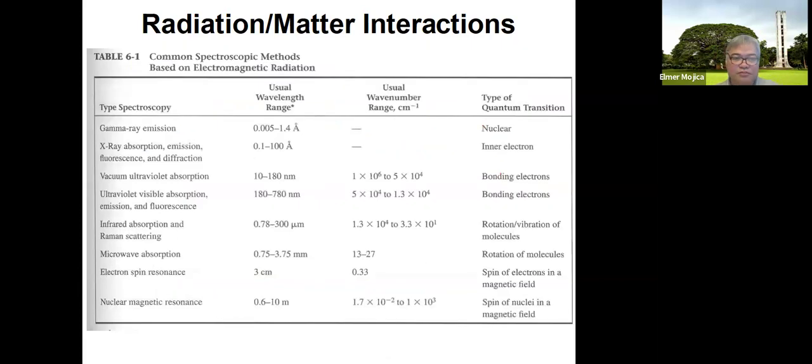Okay? Now, based on this electromagnetic radiation, you can have the different spectroscopic methods. We can look at this from the highest energetic to the lowest. Based on the energy that they have, you can look at the quantum transition. So gamma ray emission is the shortest wavelength, which means it's the most powerful or the highest energy. The type of quantum transition there is within the nuclear.